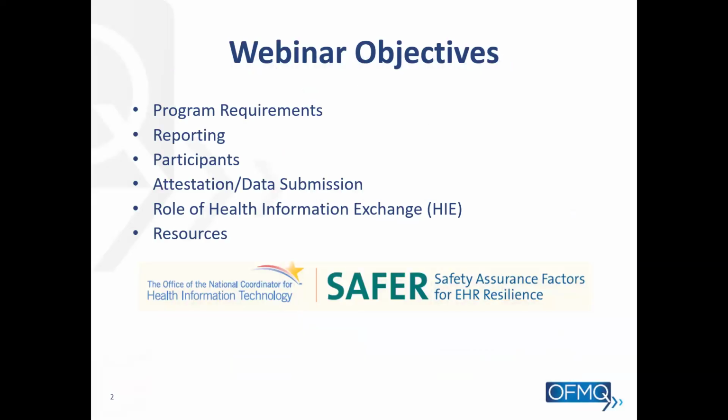Just a few objectives of what we'll go over today. We'll talk about the program requirements surrounding SAFER guides and what you'll need to do. We'll talk about reporting, so what you have to report, where you report that information, who the eligible participants are, so you know if your organization is required to complete these SAFER guides or not. We'll talk about attestation and data submission. So again, the systems in which you'll report that information for promoting interoperability programs.